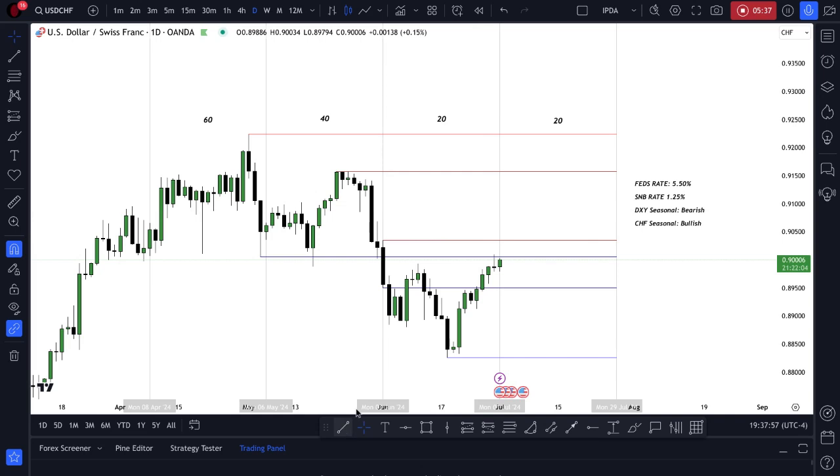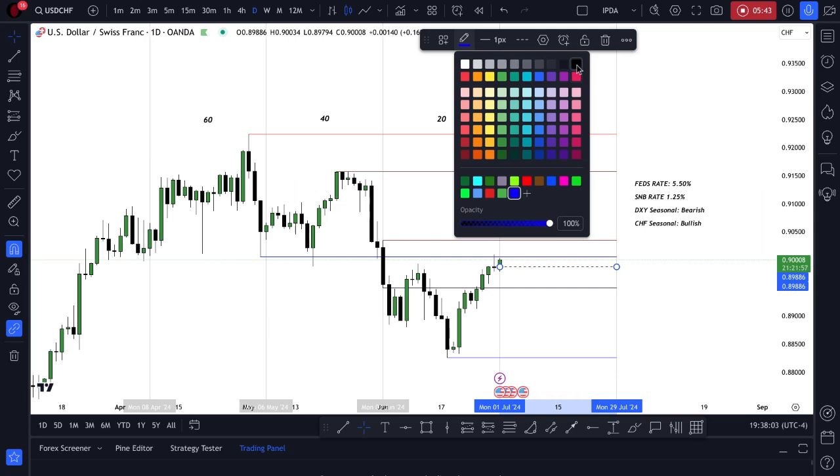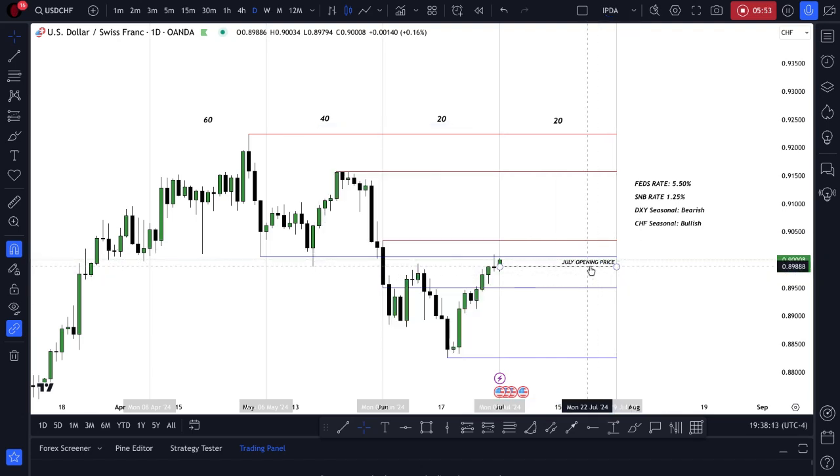Now we also need to add one very crucial thing, the opening price to the monthly chart. Now, if I'm coming in with the stance that July is going to be a bullish month, I'm assuming that price is going to more likely drop down and then rally up, because that's one of the characteristics to a bullish month.